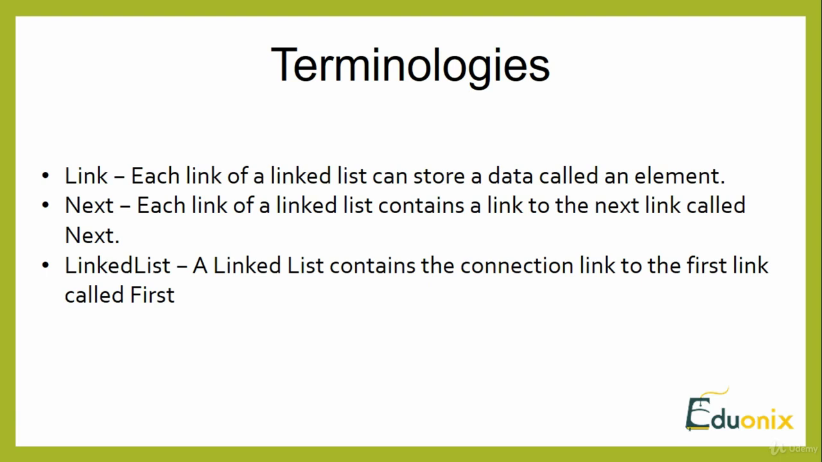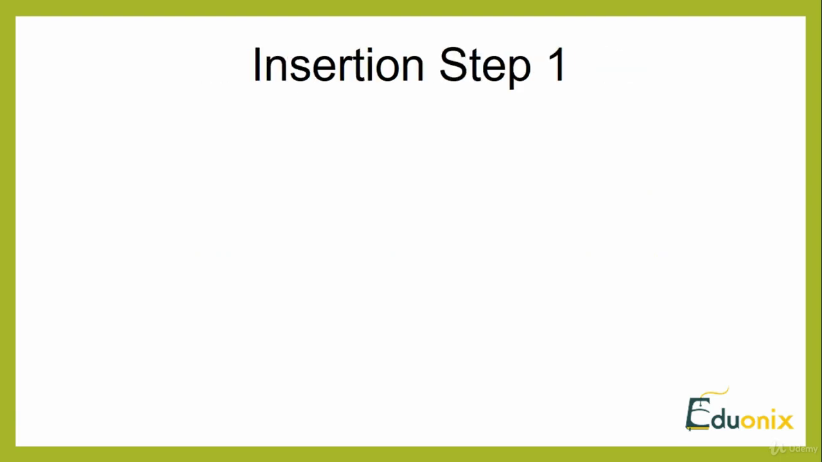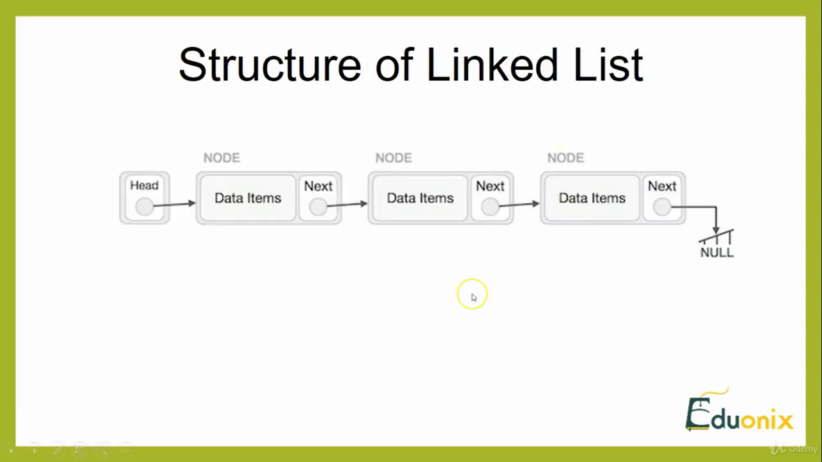Let's understand the structure of the linked list. As given in this diagram, we have something called a head, which is a node, and some data items are associated with it. These data items are the elements I mentioned in my terminologies. Every element has the next link, and this next link is associated with other data items, which have their own next links, and so on. The element structure goes on in this way. So a linked list contains a link element called first, which you can call the head element.